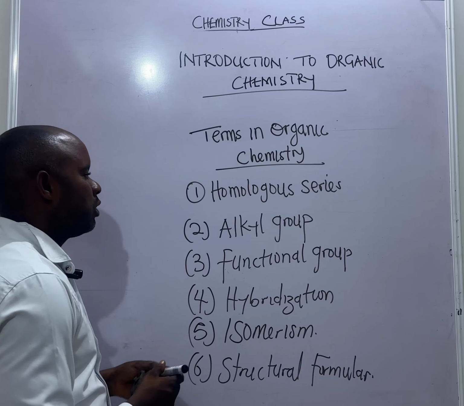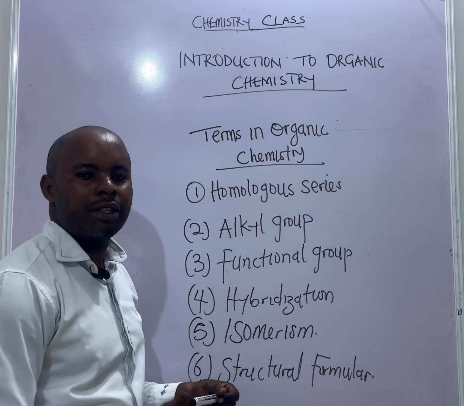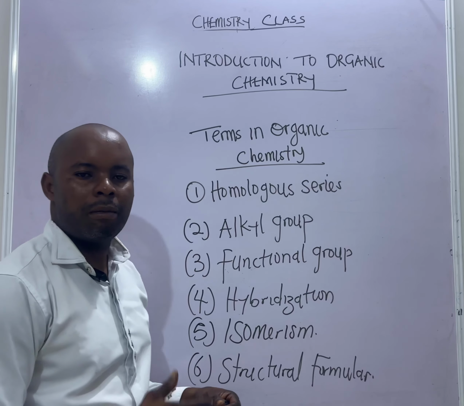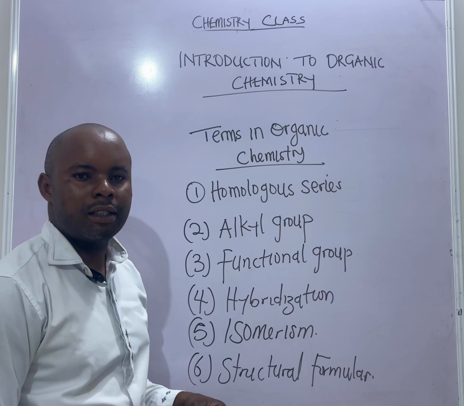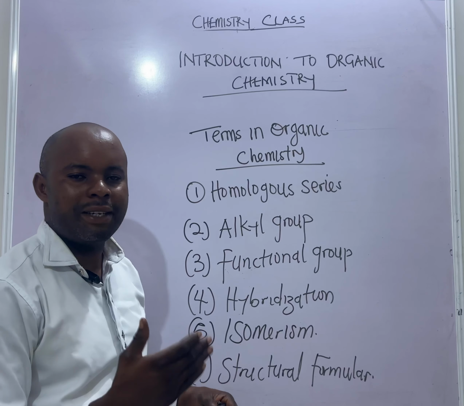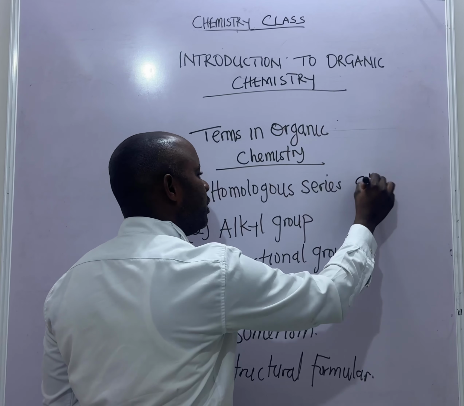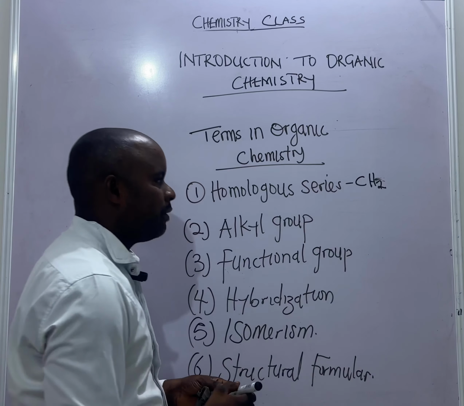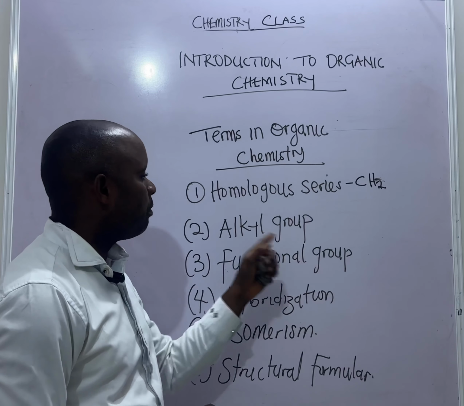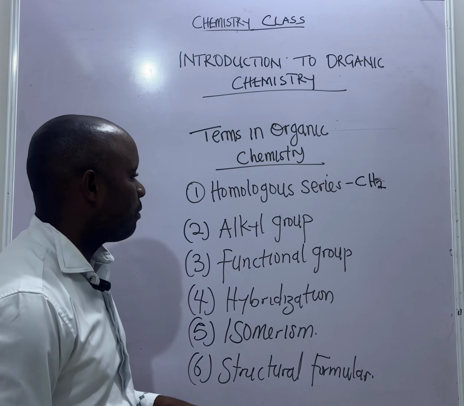So we're going to start with this homologous series. We define a homologous series as a series of organic compounds. It's a family of organic compounds that follows a structural pattern, and in which each member differs by a CH2. What do we mean by a CH2? Each of these successive members differs from each other by a CH2. I'm going to explain this concept promptly.